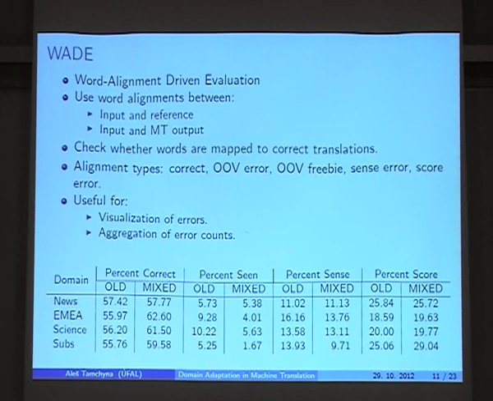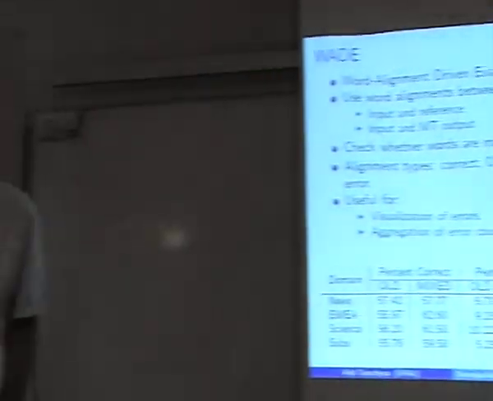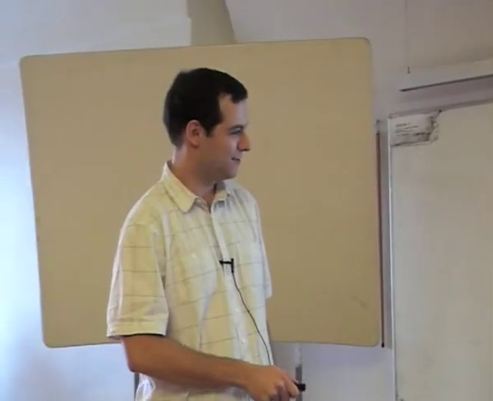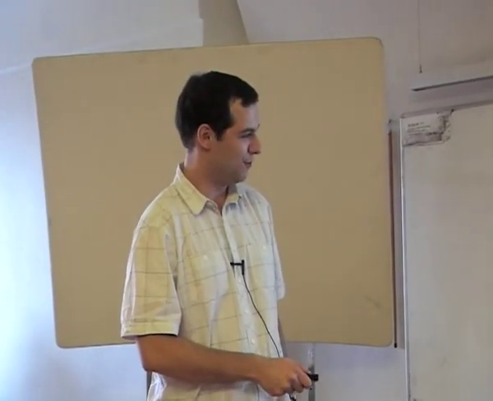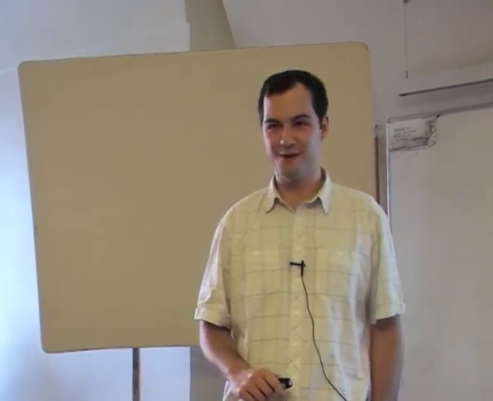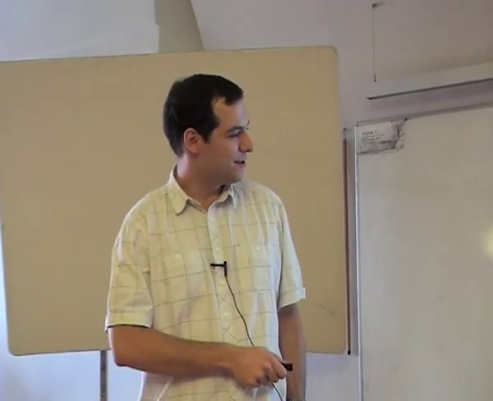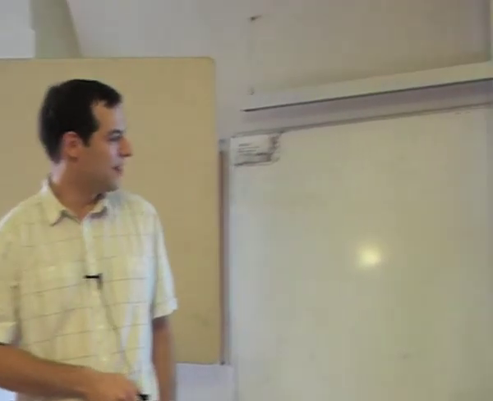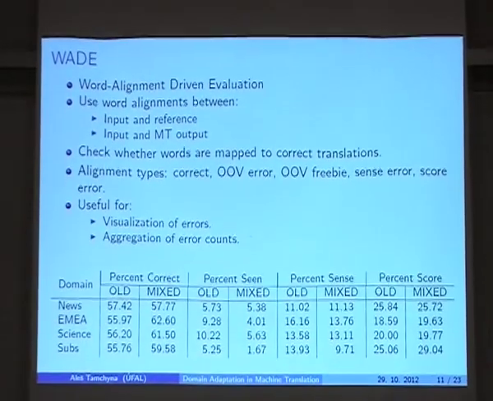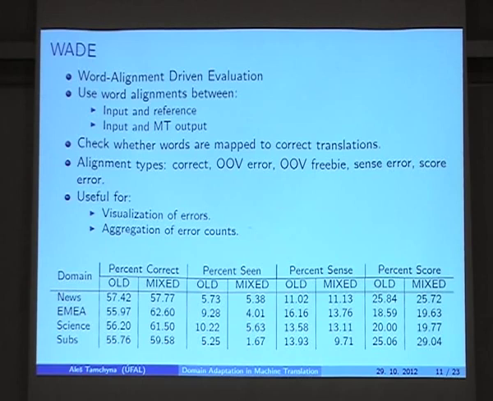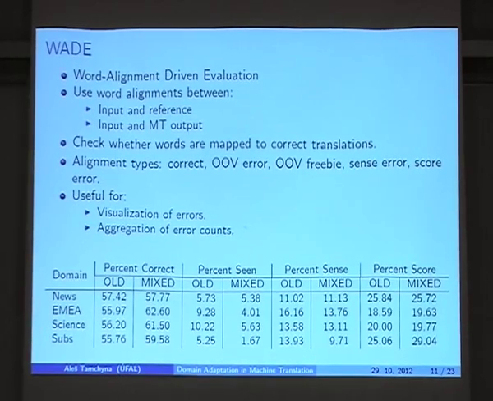We know the source word, but the translation that should be there isn't in our phrase table, and score error is everything else. Actually, you shouldn't trust score errors very much, exactly because everything else falls in this category. As you see, score errors correspond to almost a quarter of the errors, which may be true, but definitely the picture is interesting: when you go from old to mixed, the percentage of score errors doesn't change very much. But it increases a lot in the scene and sense categories.